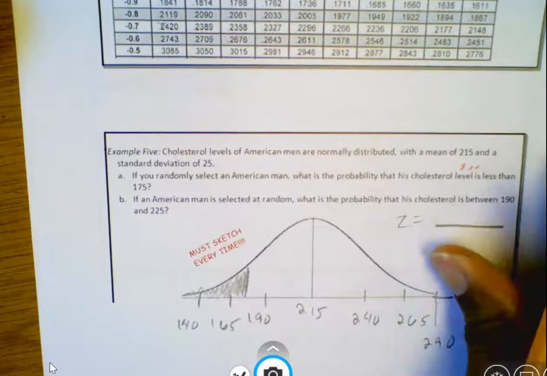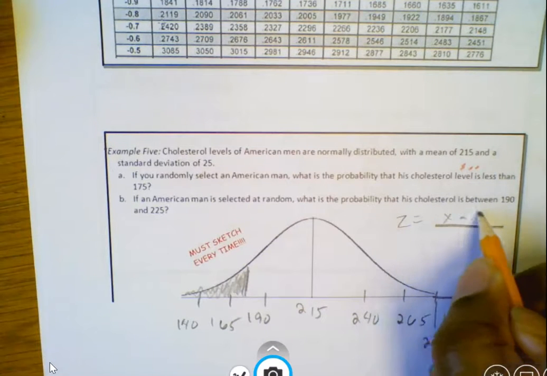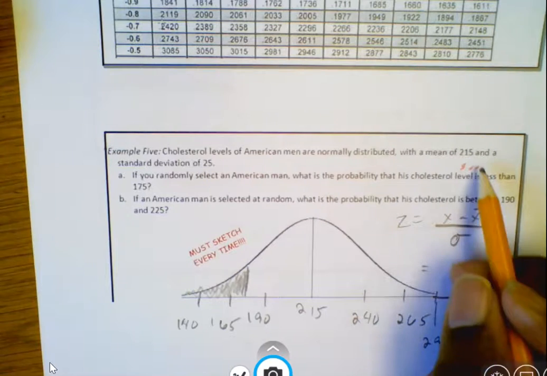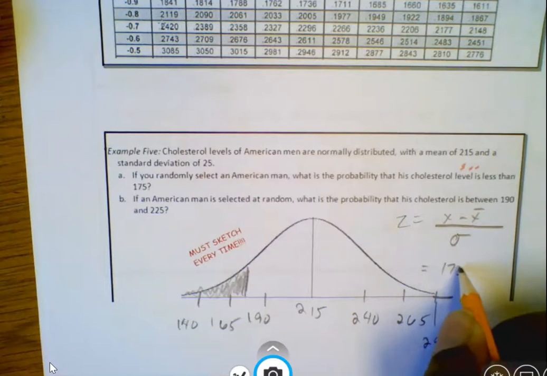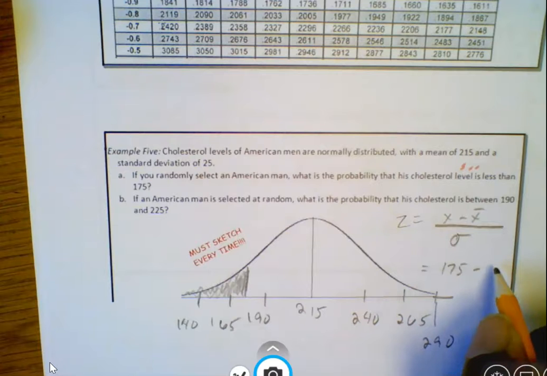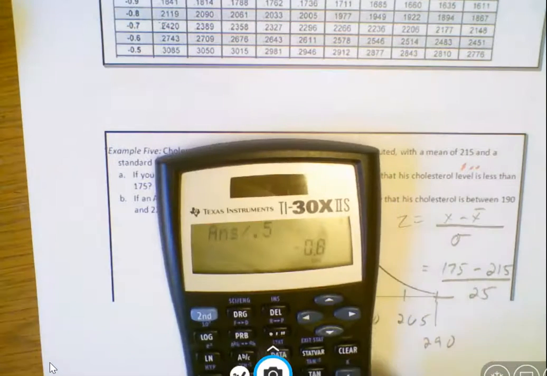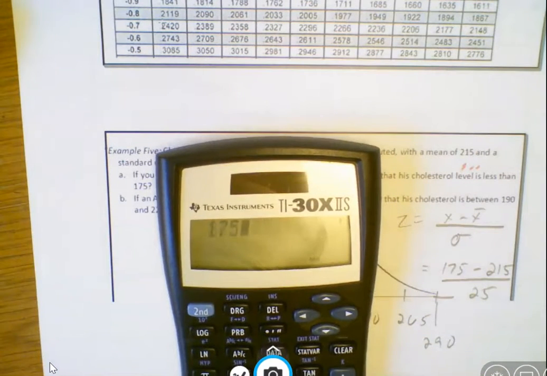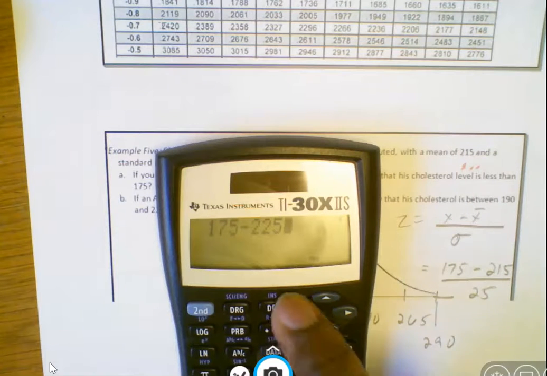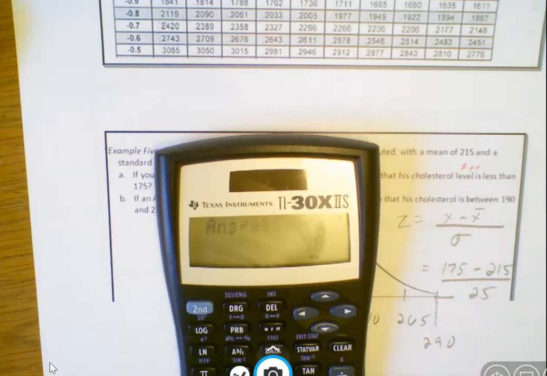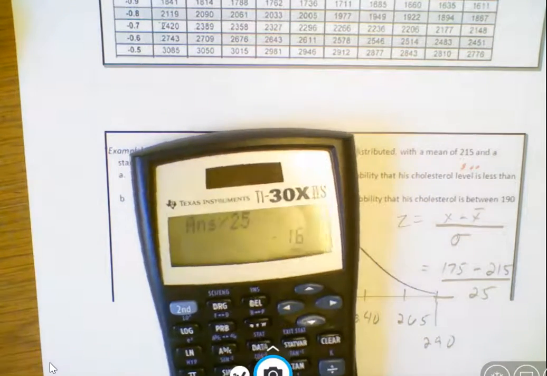So the z-score for that number would be X take away the mean over the standard deviation. So the number they gave us is 175, take away the mean, which was 215, divided by the standard deviation of 25. So 175 take away 215, divided by 25. That z-score is negative 1.6.